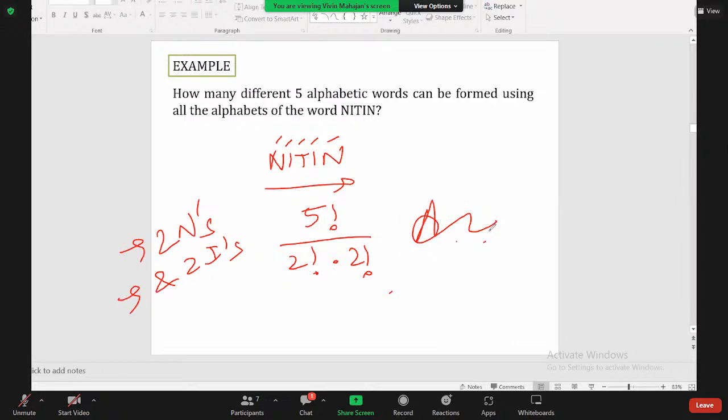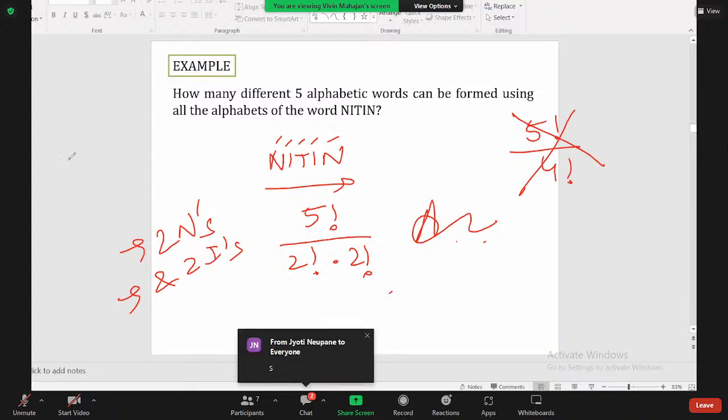So basically the point is, whatever is repeating, we need to divide with those many factorials with which the things are repeating separately. So we cannot say in this case that it will be 5 factorial by 4 factorial. That will go wrong because 4 n's are not repeating, and neither are 4 i's. 2 n's are repeating and separately 2 i's are repeating. So we will be dividing 2 factorial for 2 n's and 2 factorial separately for 2 i's. Am I clear about it? Awesome.